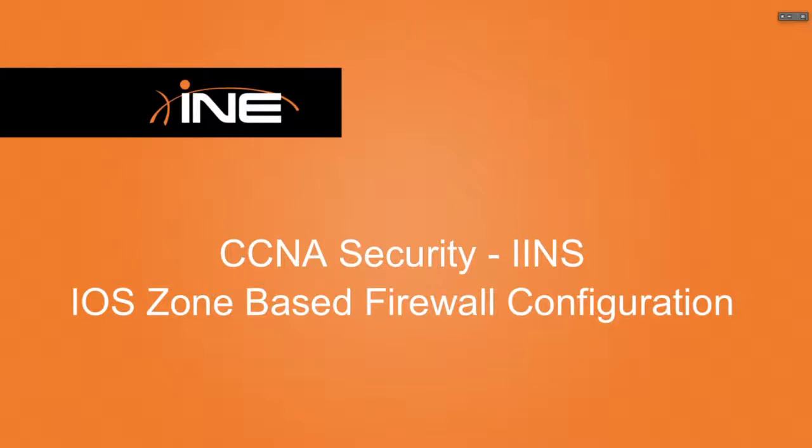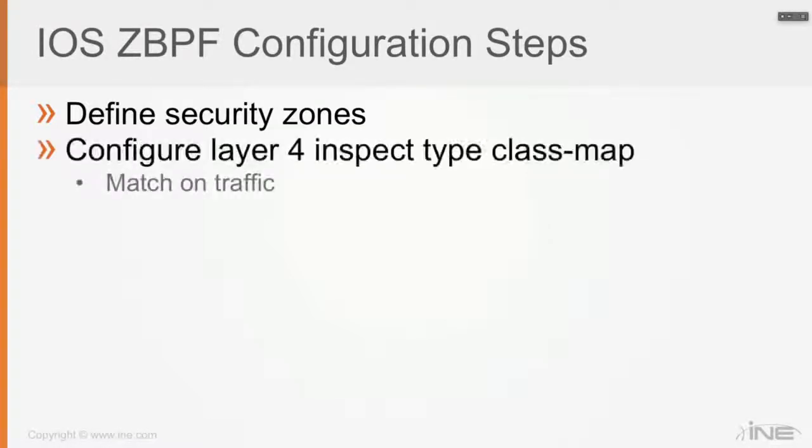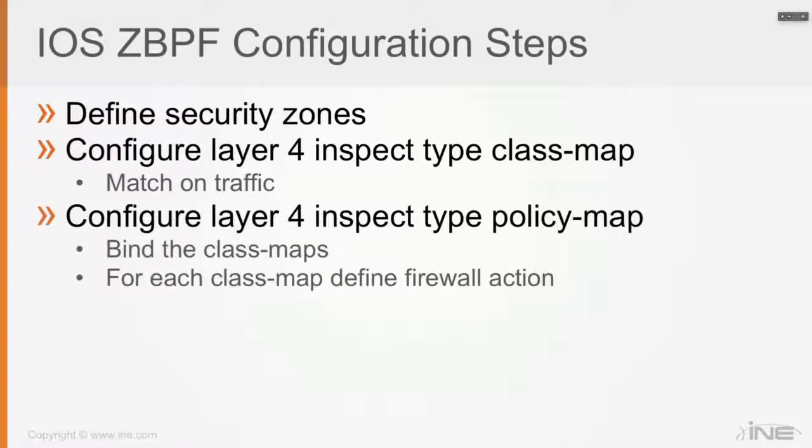Now from the configuration point of view, we have to follow these blocks. It's very simple. We define the zones, then we configure a layer 4 class map of type inspect and match on the traffic which we want to control on the firewall, and then we configure the layer 4 policy map of type inspect. We attach the class map, and then for each class map, because we can configure multiple of them, we define an action which can be pass, inspect, or drop.